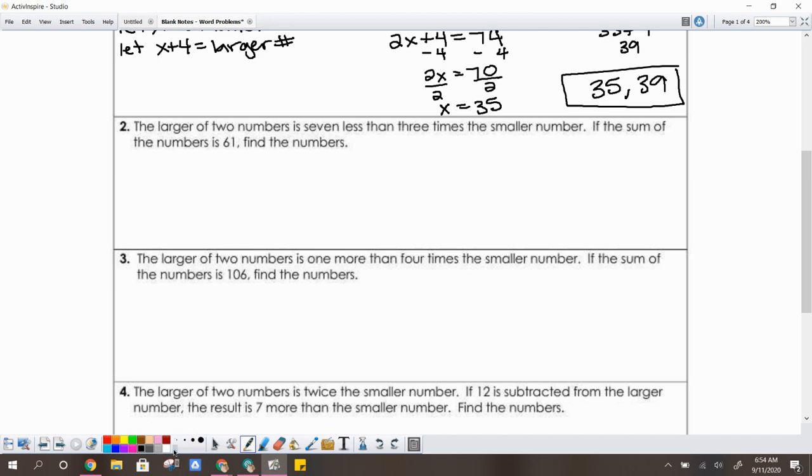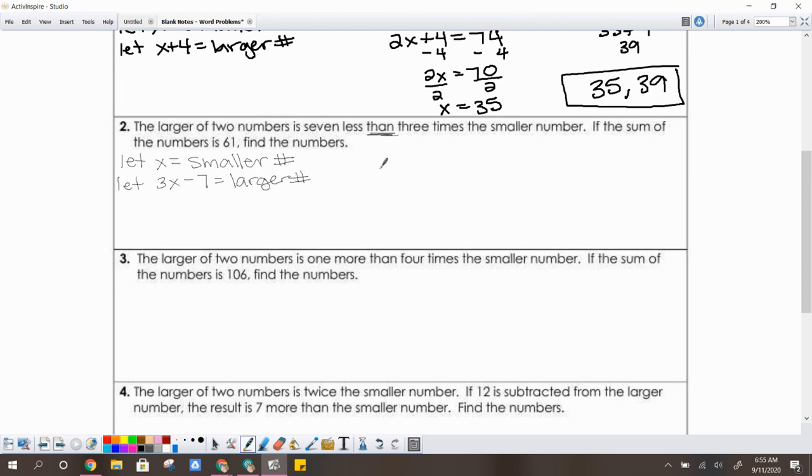So again, we're going to let x equal our smaller number. Okay, and then we're looking for the larger number, which equals 7 less than 3 times the smaller. Our smaller number is x. So 7 less than means we're putting that at the end because of the than there. So 3 times the smaller minus 7 equals our larger number.